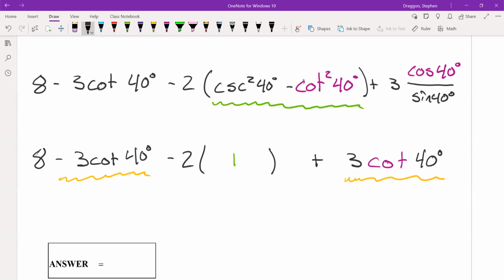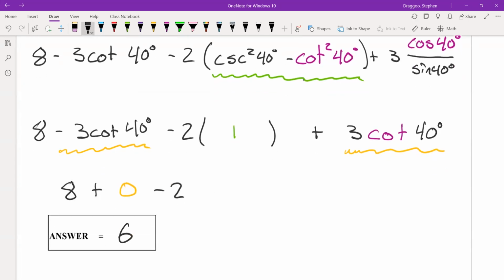So we're looking at, in my new line, 8 plus 0 minus 2. Right, 2 times 1 will just be 2. Kind of keep that thing going over here. 8 plus 0 minus 2 is 6. So in the end, my answer to the whole thing is just 6.